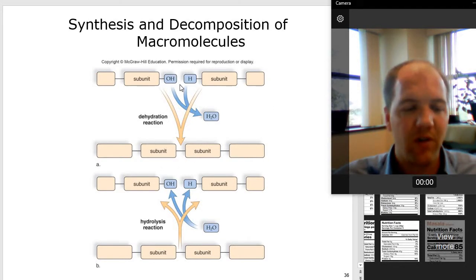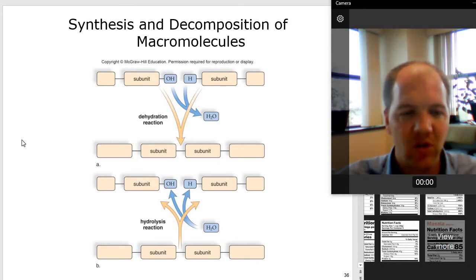By pulling out water, we combine them together, we create a covalent bond. By adding water, we break them apart. So here's a subunit, a monomer, here's a subunit. You take an H group from one and an OH group from another, you pull that out to create a reaction which binds the two together in a covalent bond, and then opposite for hydrolysis.